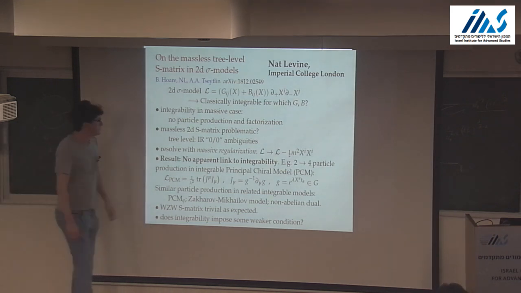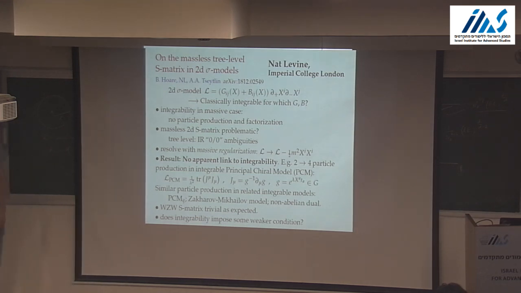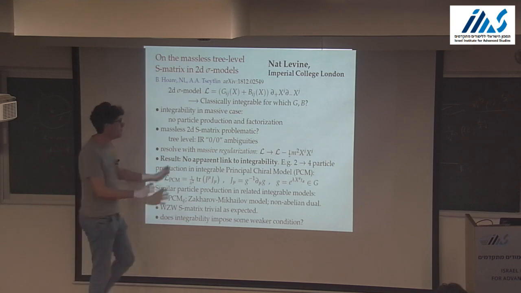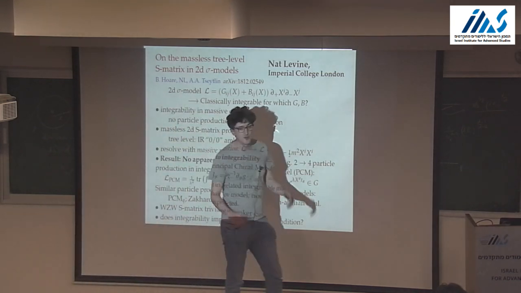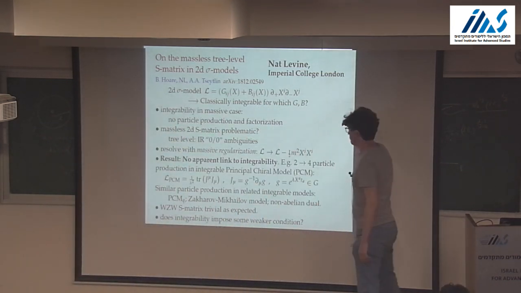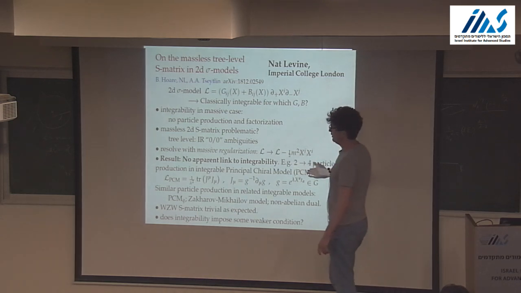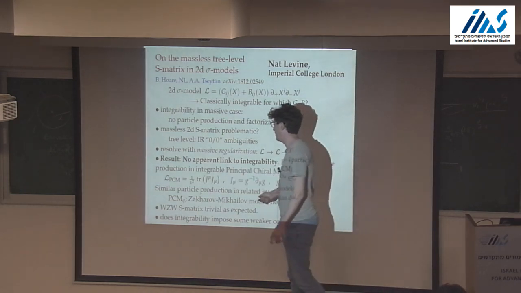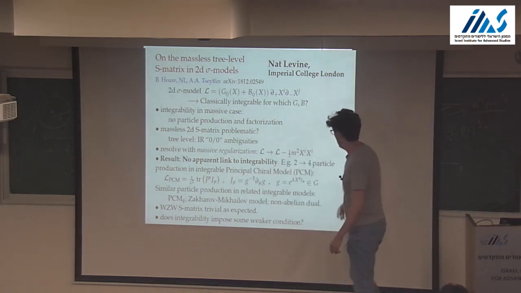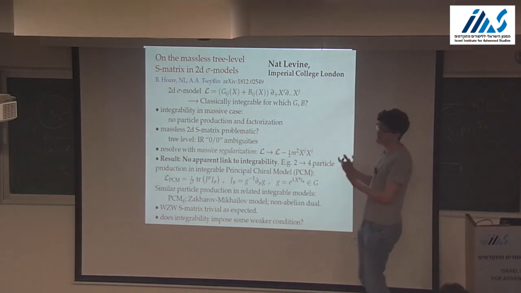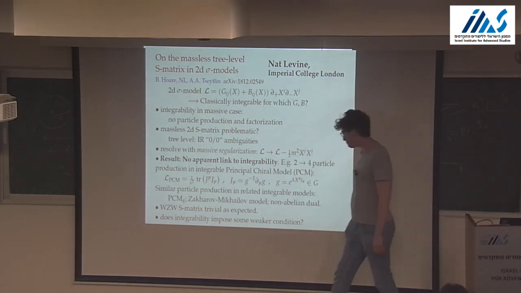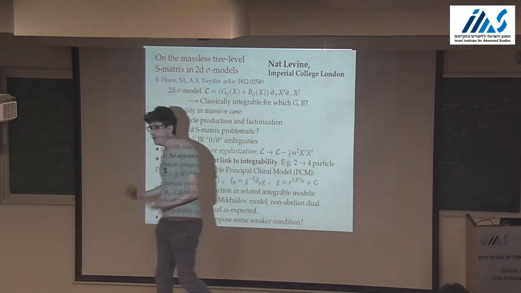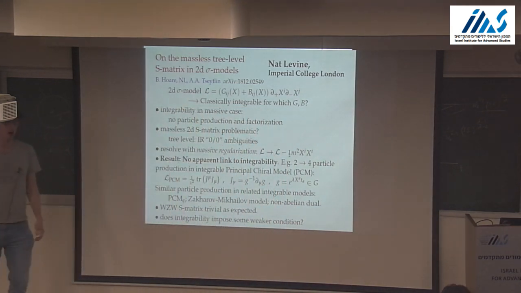And the result is that there is no apparent link to integrability. So this massless S matrix has no apparent link to integrability, at least in the usual way. So one example, which I've written here, is the principal chiral model. This Lagrangian is built out of a group symmetry current J. And it's a sigma model on a group space G. And we found non-zero 2 to 4 particle production amplitudes in this model.